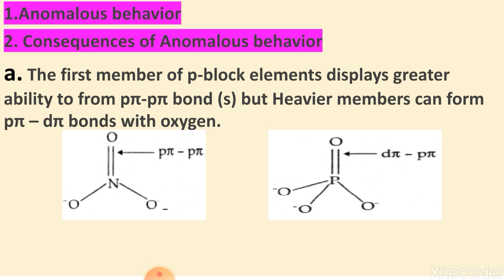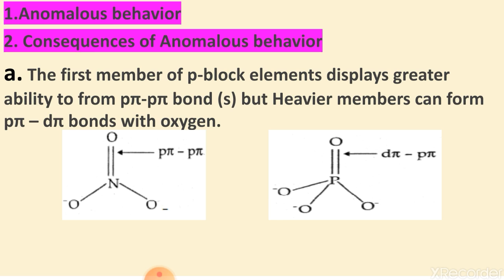that is, the first member of p block elements displays greater ability to form p pi bonds, but heavier members, that means the rest of the elements of each group, can form p d pi bonds with oxygen. Here one example is seen.